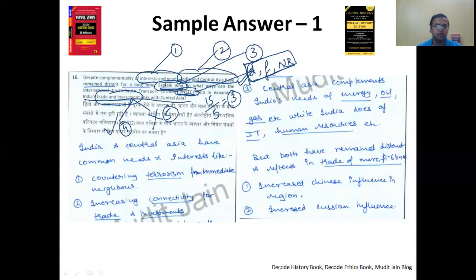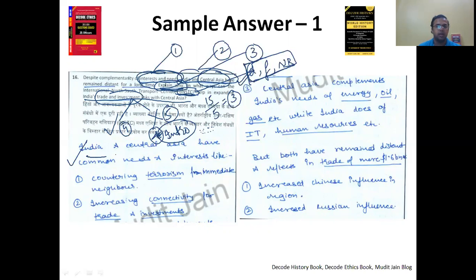India and Central Asia have common needs and interests like. So directly I have come to the first part. Ideally, I would say that in this question I missed the introduction. So introduction is not part of your answer, not a sub part of the question, but if Central Asia has been asked, you should write something about Central Asia first, that Central Asia includes these many countries, or anything related to Central Asia, you have to write in the introduction. So the first mistake is that I missed the introduction itself.